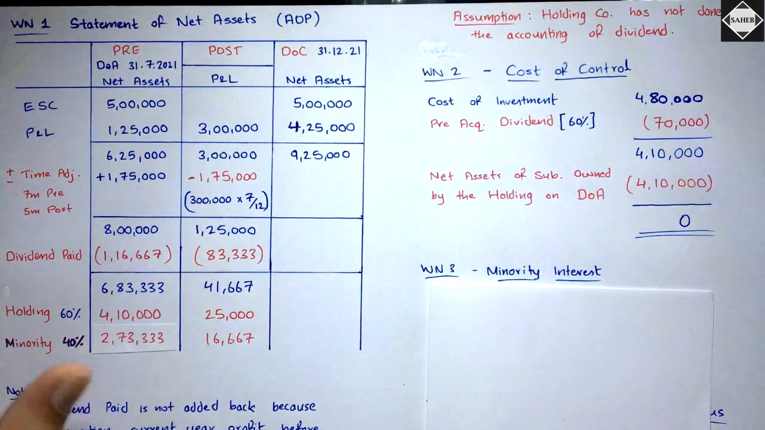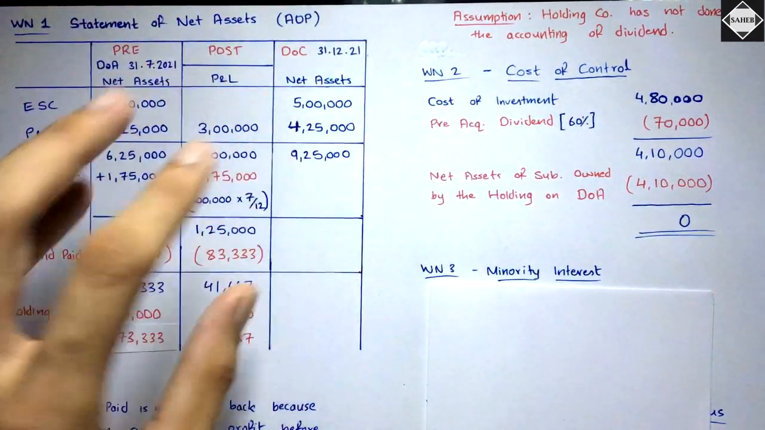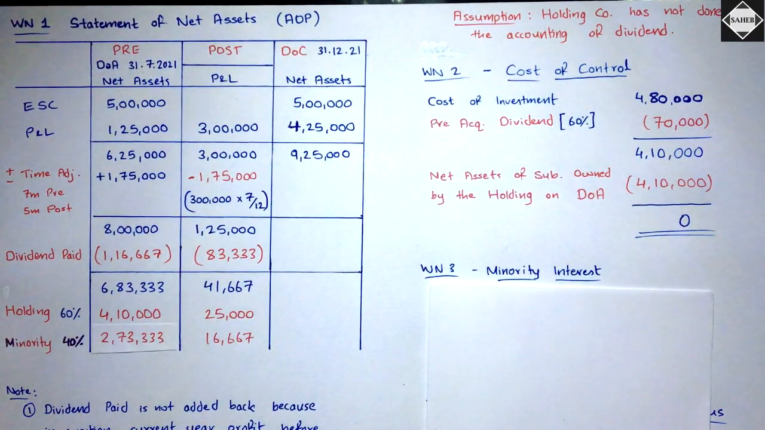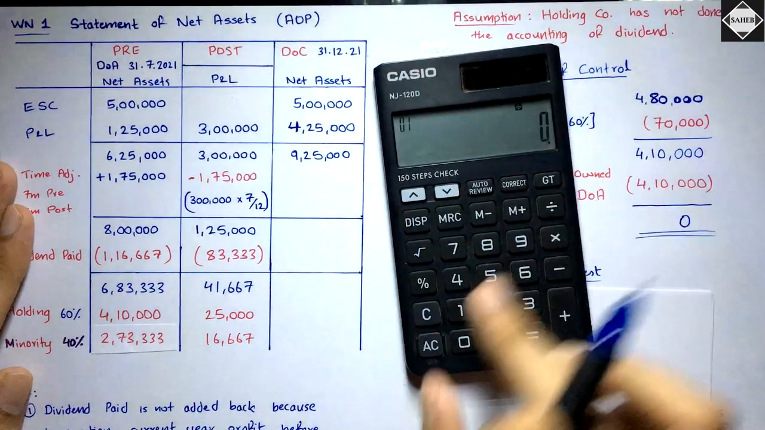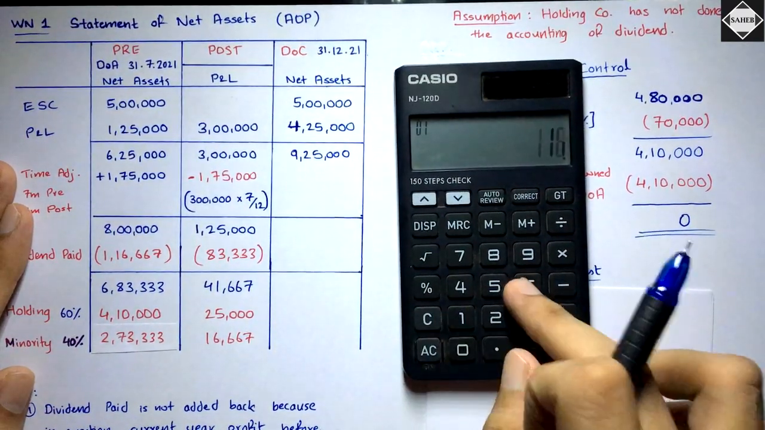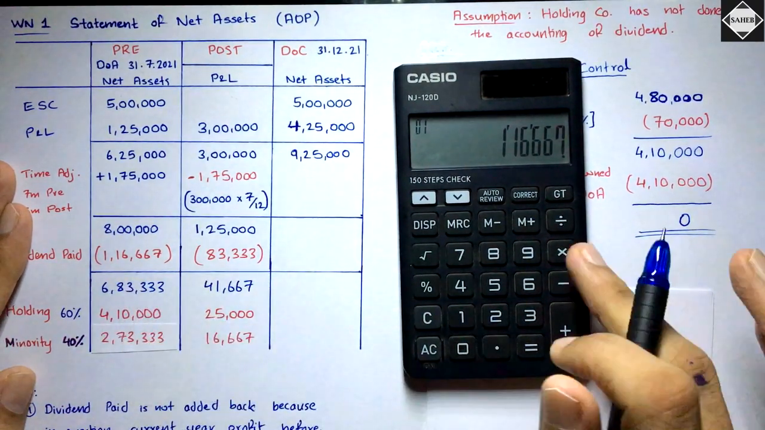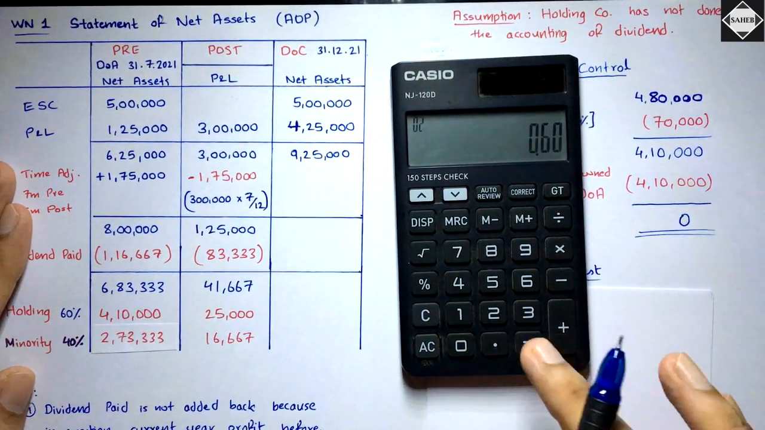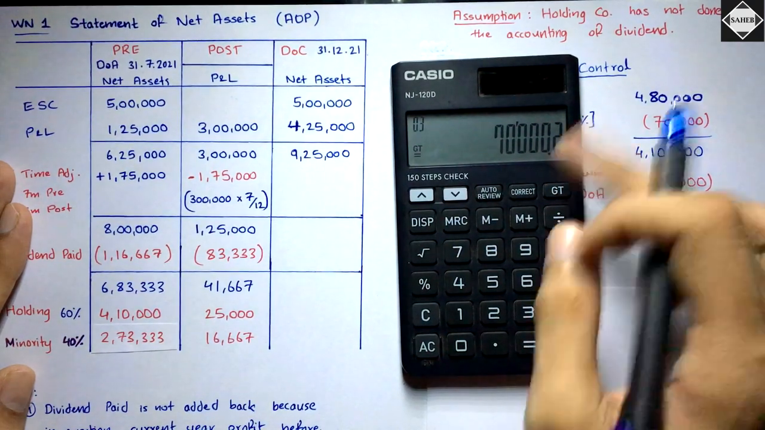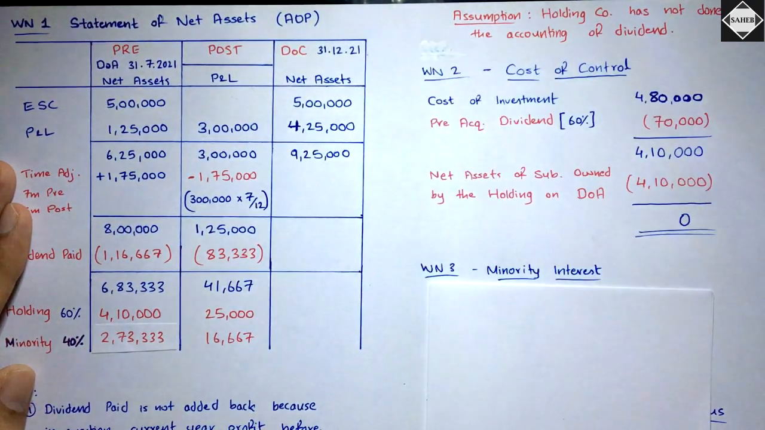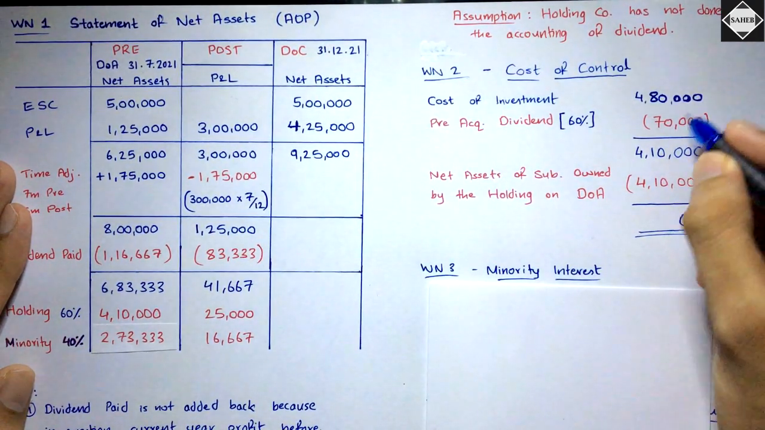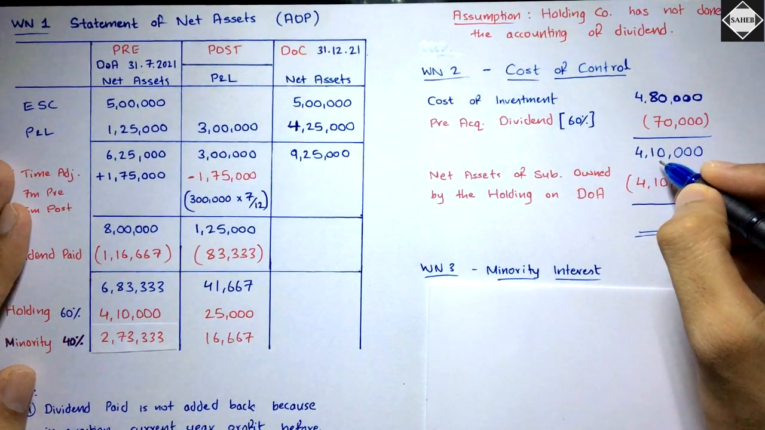That's why when you make the AOP, all the details you can pick up from here. Yeah, it's very easy if you do it this way. So see here, 1,16,667 into 0.60, that's equal to 70,000. Leave the point, okay? 70,000. So subtract the 70,000, 4,80,000 minus 70, that is 4,10,000. This is how you have to do.